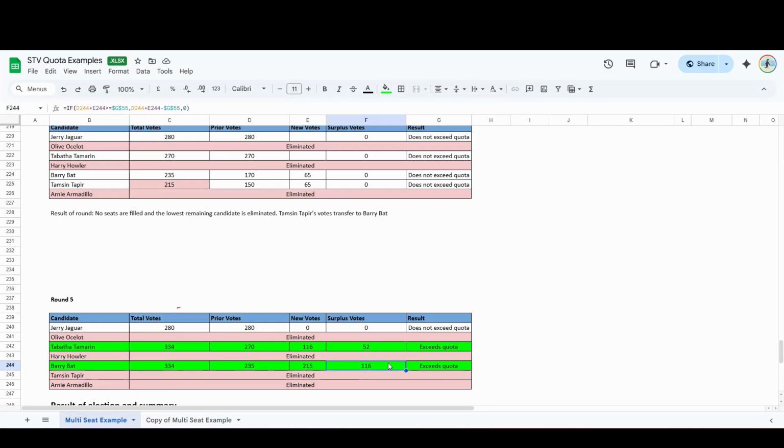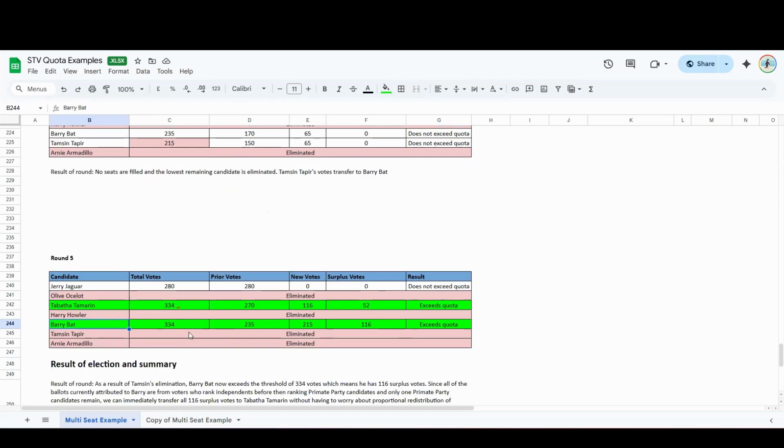Now, if you have a candidate that's elected that has a surplus, then that transfer happens immediately, before any other eliminations happen. And we know that independent voters still prefer primate over big cat. So all 116 of Barry Batt's surplus votes transferred to Tabitha Tamarin, which helped put Tabitha Tamarin over the threshold needed in order to be elected. And instead of one big cat, one primate party, we actually now have an independent and a primate party elected.